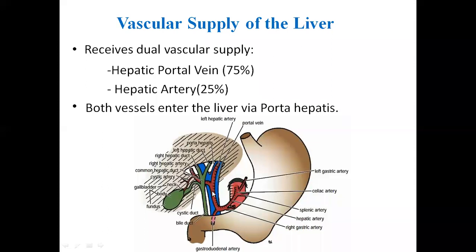And here, the hepatic artery is a branch of the celiac artery. This celiac artery or celiac trunk is a branch of the abdominal aorta. This celiac artery is the artery of the foregut. So the hepatic artery is a branch of the celiac artery, and this hepatic artery enters the liver through the porta hepatis after dividing into left hepatic and right hepatic artery.